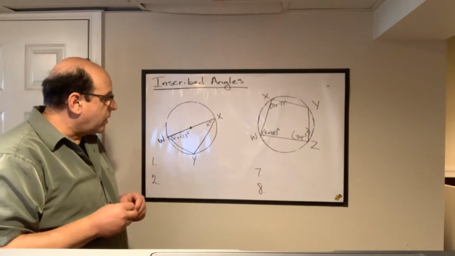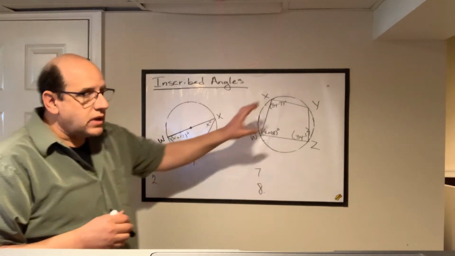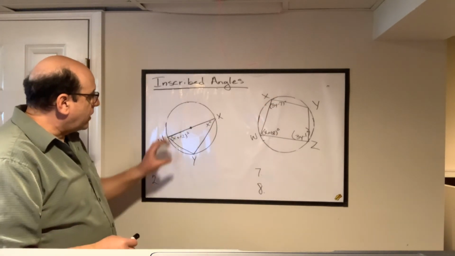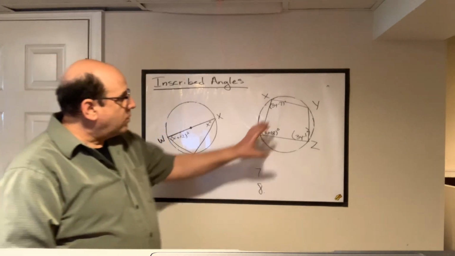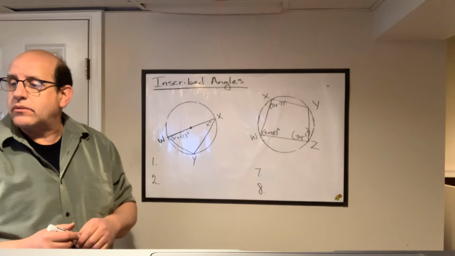Still working with inscribed angles, but now we have shapes inside. We have some sort of polygon inside. We have a triangle inside. We have a quadrilateral inside. I didn't finish writing that one for some reason.